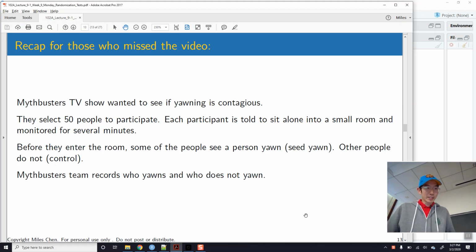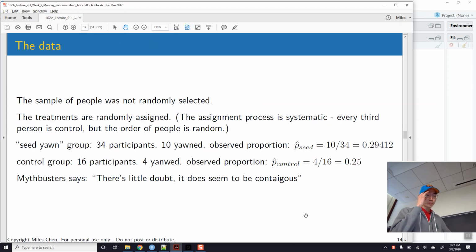Okay, so the Mythbusters TV show wanted to see if yawning is contagious. They selected 50 people to participate. Each participant is told to sit in a small room, monitored for several minutes, and before they enter the room, some of the people see a person yawn, and they call that the seed yawn. Other people do not. They call that the control, and the Mythbusters team records who yawns and who does not yawn.